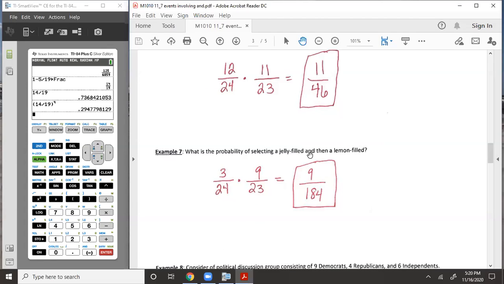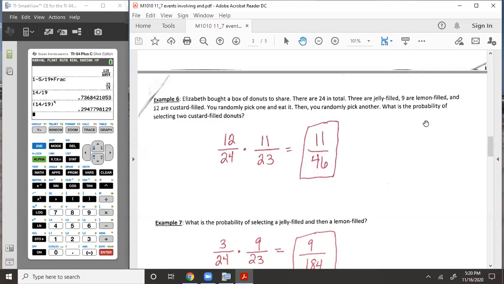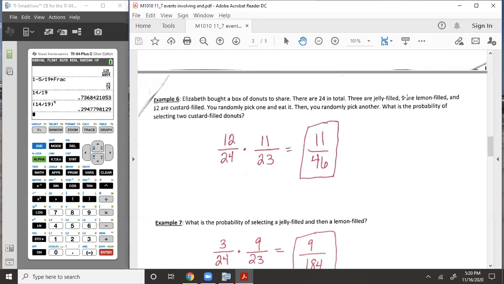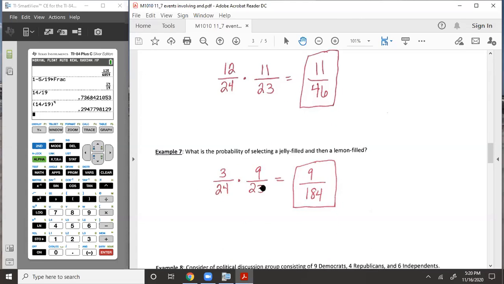Example 7, what is the probability of selecting a jelly filled and then a lemon filled? And notice we have the word and. So we're going to multiply the probability of getting a jelly filled, and that is 3 over 24. And then the probability of getting a lemon filled, looking back up here in our problem, is 9 over, now we have 23 left because we already picked one of the donuts. So the total always goes down if we're not replacing them. In cards, we can replace cards. Good luck trying to replace a donut that somebody just ate, right?